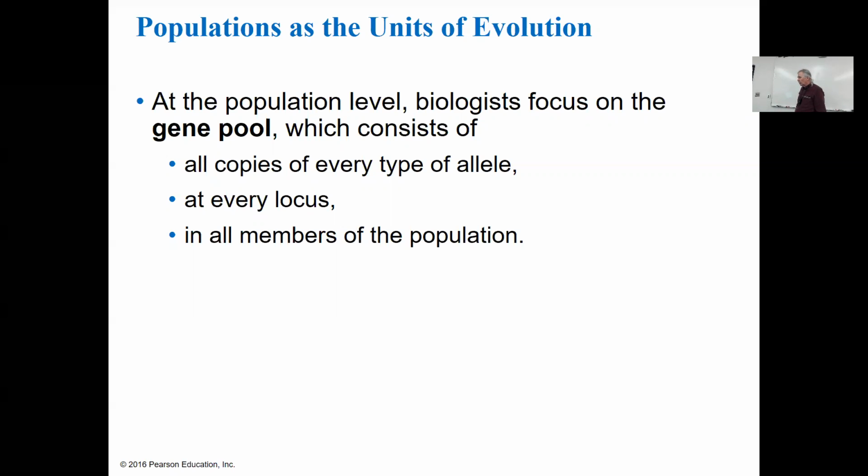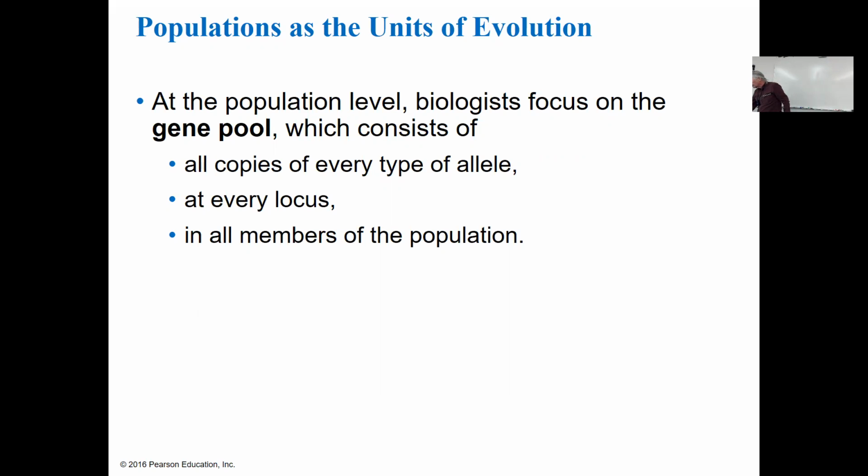Okay, at the population level, this is where we left off. Biologists focus on the gene pool, which consists of all copies of every type of allele at every locus in all members of the population. But usually, just like in genetics, we look at one locus. You've got a big letter and a small letter, and every member of the population has two alleles: either two big letters, a big letter and a small letter, or two small letters. So if you took all these alleles out of all the individuals of the population and added them all up, what percent are small letter and what percent are the big letter?